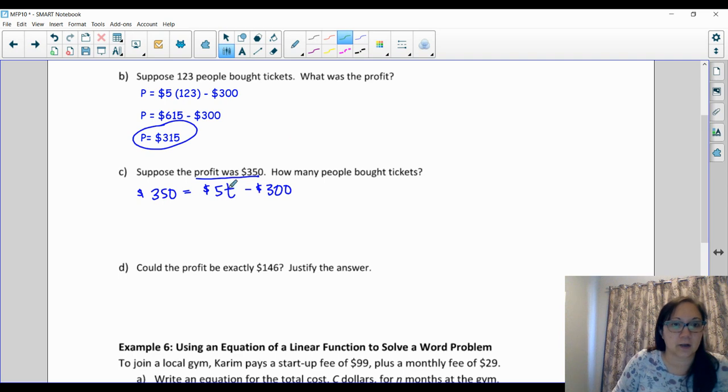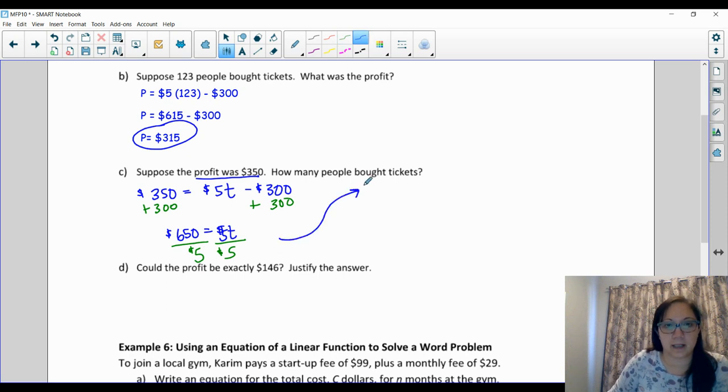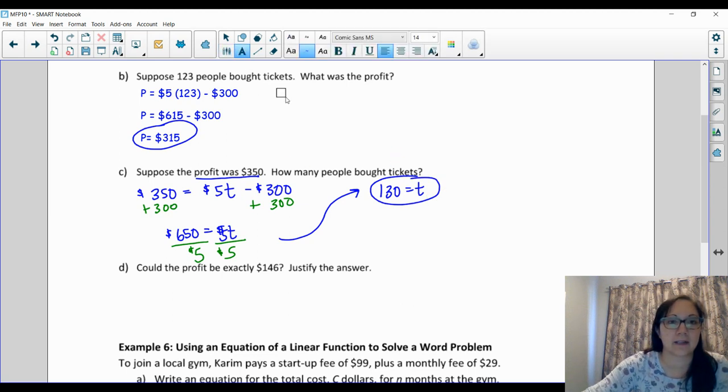So my first step of solving this equation, I want to get T by itself. I'm going to add $300 to each side to get rid of that. So that leaves us with $650 on the left equals $5 times T. Now I'm going to divide each side by $5. And I'm going to finish my equation up here. So 650 divided by $5 is 130. So 130 equals T.